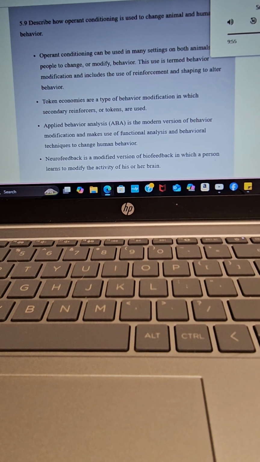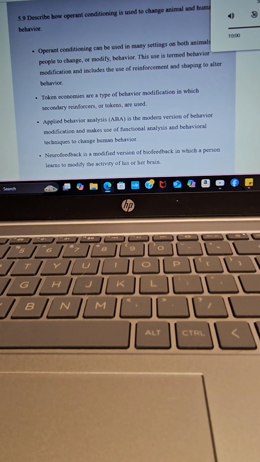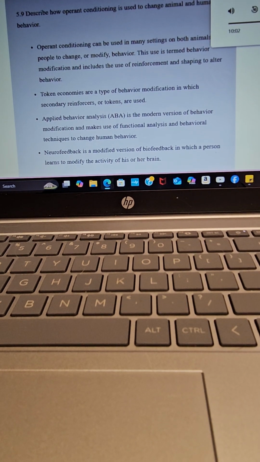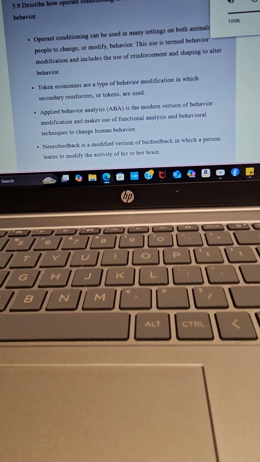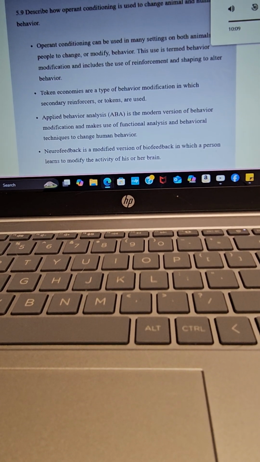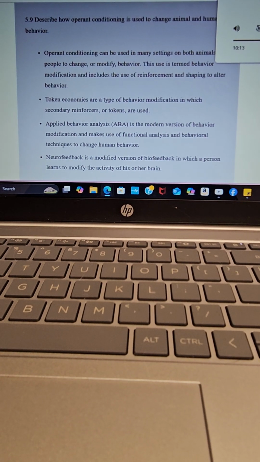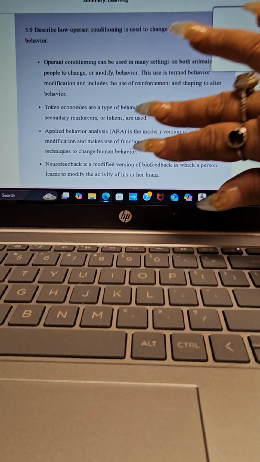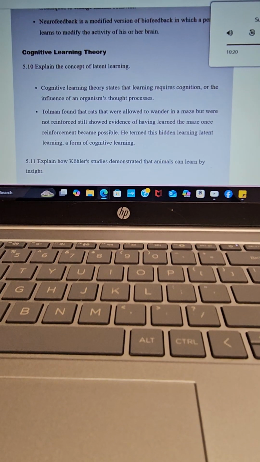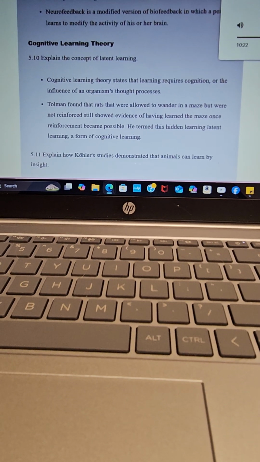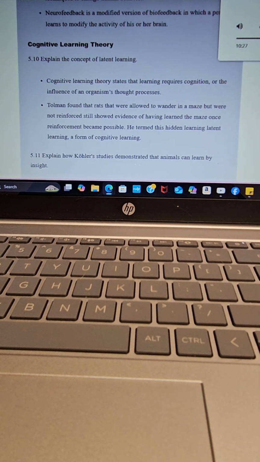Token economies are a type of behavior modification in which secondary reinforcers, or tokens, are used. Applied Behavior Analysis, ABA, is the modern version of behavior modification and makes use of functional analysis and behavioral techniques to change human behavior. Neurofeedback is a modified version of biofeedback in which a person learns to modify the activity of his or her brain.